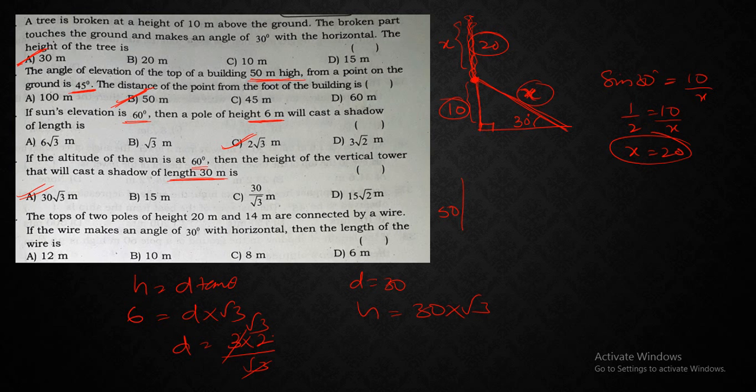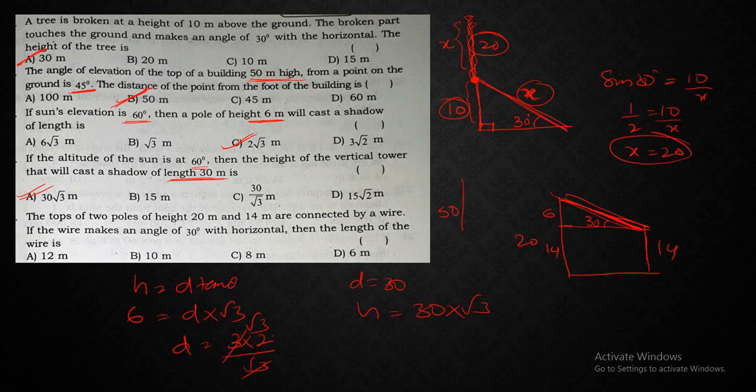If the top of two poles of height, so one is 20 meters height and the other one is 14 meters height. So that means, when you join this, this part is 6 and this part is 14. Now the wire makes an angle of 30 degrees, right? So 30 degrees, then the length of the wire. So length of the wire means this one now, which is nothing but my hypotenuse, right?